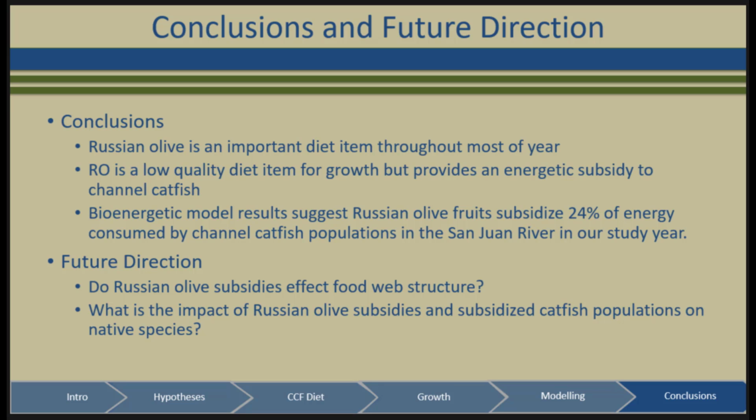So I think from this project, we have a lot more questions and answers about this stuff. And I think in the future, we really are interested in what this interaction means for the native fish. So is this subsidy from a non-native plant supporting a non-native fish, does that increase their impact on the native species? Or is it that they're eating this instead of eating Colorado pike minnow?